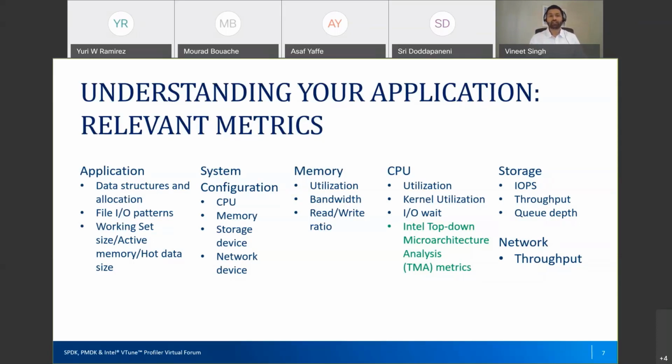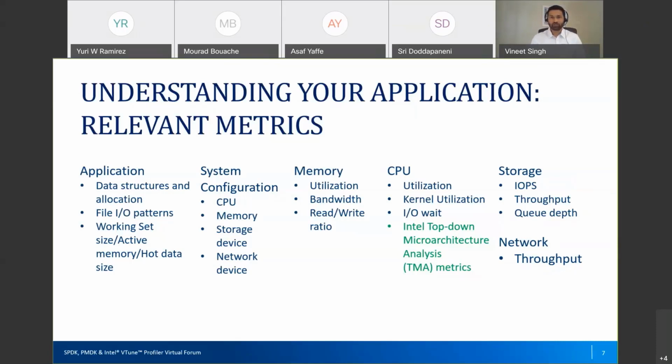A very important metric for persistent memory is the working set size, or the active memory or hot data size. These are different names for the same thing. Out of the total memory allocation that your application is doing, what is the frequently accessed part of the data? For example, if you allocated 300 GB on your system and your application is going to use only 100 GB of data very frequently, that becomes your working set size or active memory size.